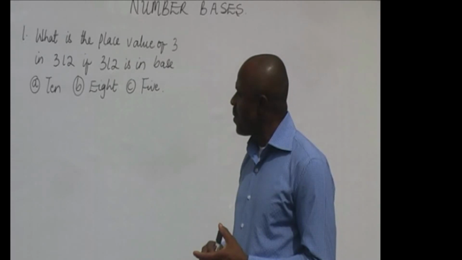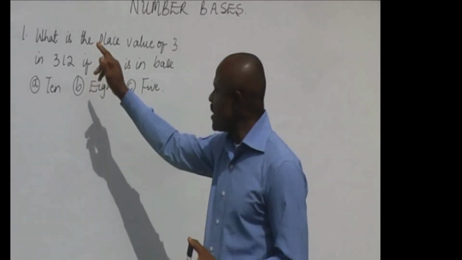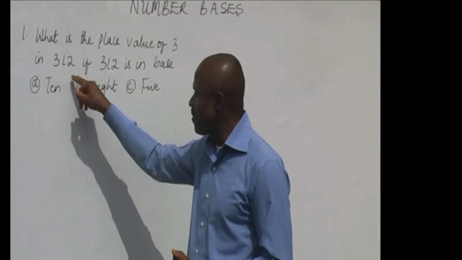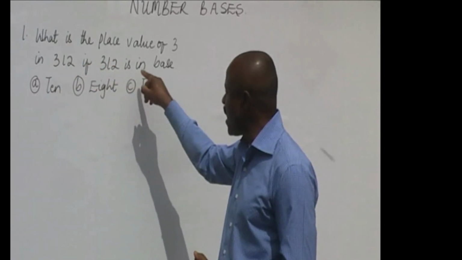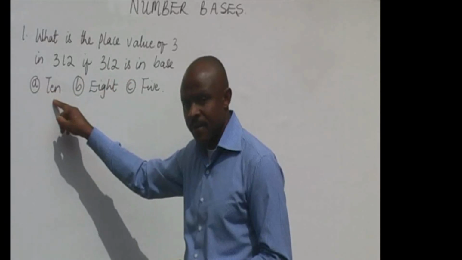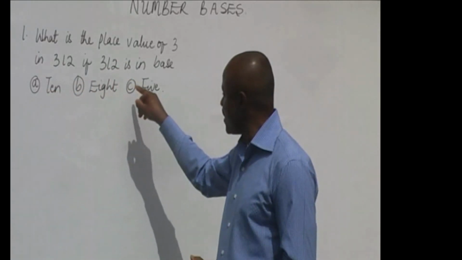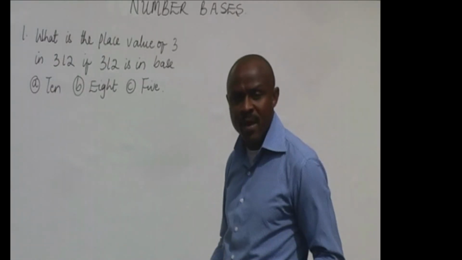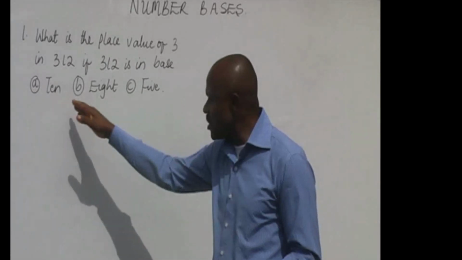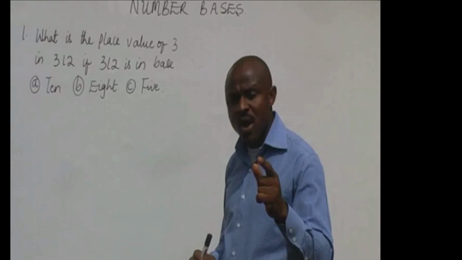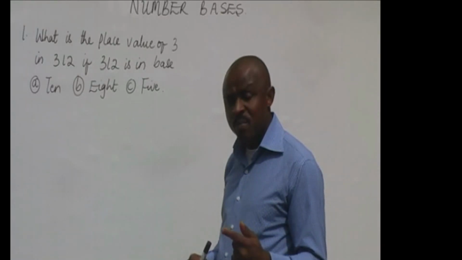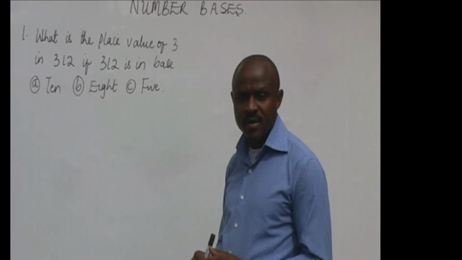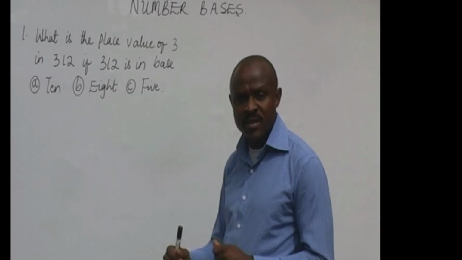So now, the first question we have there says, what is the place value of 3 in 312 if 312 is in base A 10, B 8, C 5? It can be 6, it can be 7, it can be 9, it can be 2, it can be 3. So I will use these 3 examples to tell you how to find the place values of digits in bases of 10 and bases that are not 10.